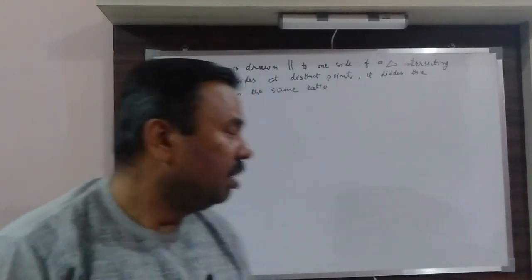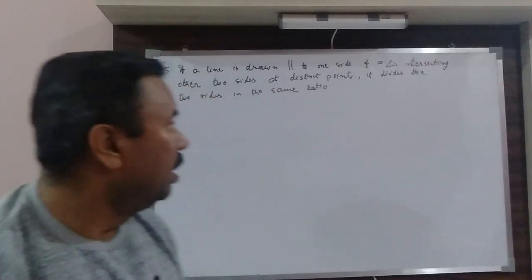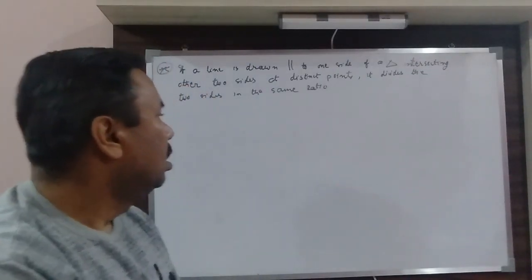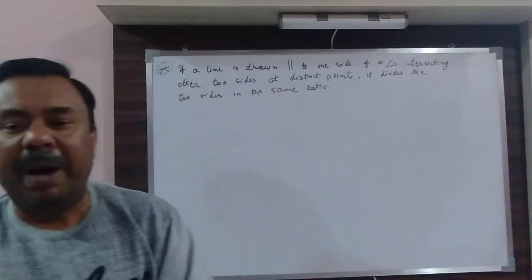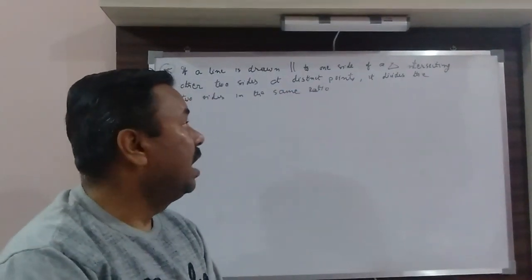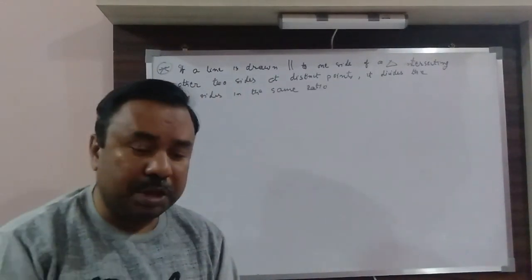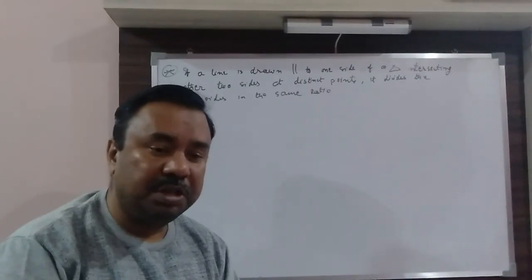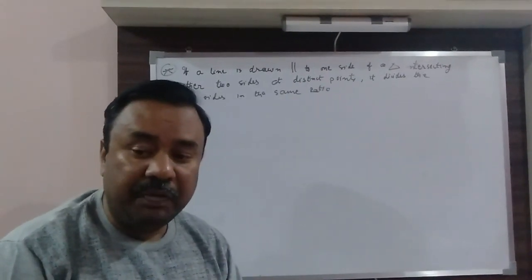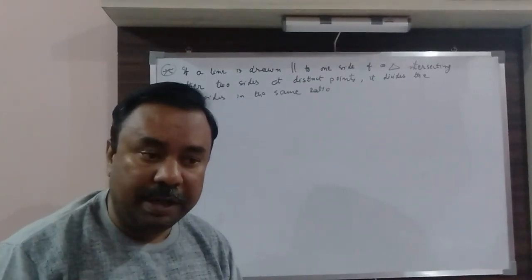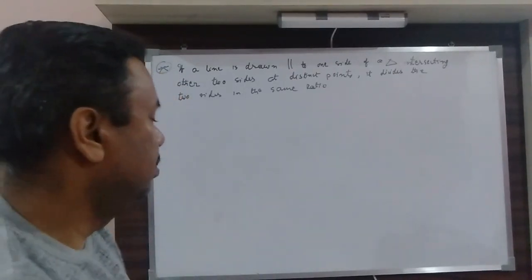Okay, so now this is the first concept that is to be taken. It says, if a line is drawn parallel to one side of a triangle intersecting the other two sides at two distinct points, then this line will be dividing the other two sides in the same ratio. What does it mean?